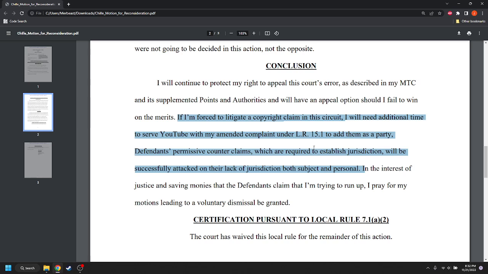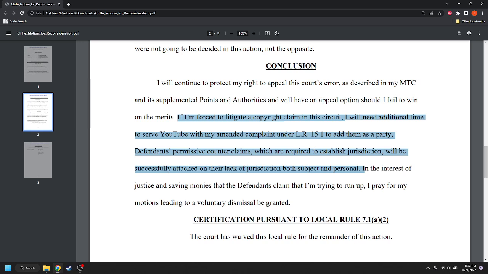Subject matter, I don't think either counterclaim will survive if your complaint is dismissed. I don't believe that either counterclaim is going to survive the jurisdictional limit of over $75,000. But personal jurisdiction, I think that they have.